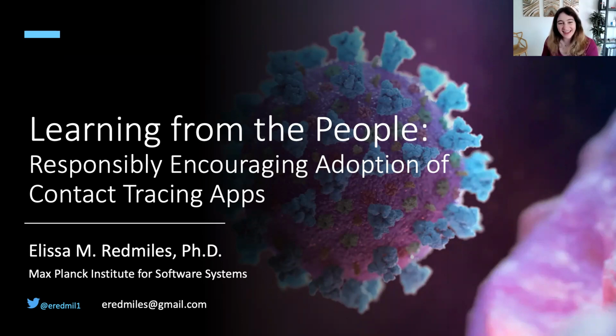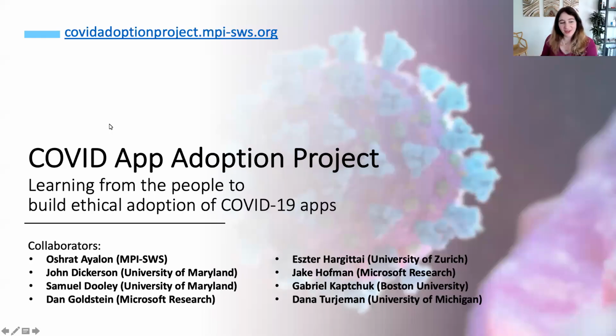So today I'd like to talk about encouraging adoption of contact tracing apps. And the work that I'll present today is part of a collaborative project across a number of institutions, including Max Planck, as well as Microsoft Research, the University of Maryland, University of Zurich, Boston University, and the University of Michigan. And if you are interested in some of the things that I speak about today, I have the URL up here at the top where you can find more of our work.